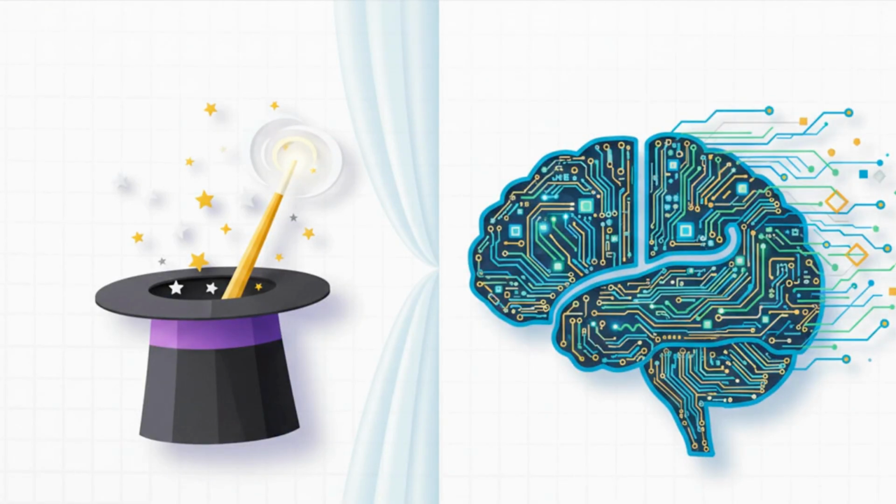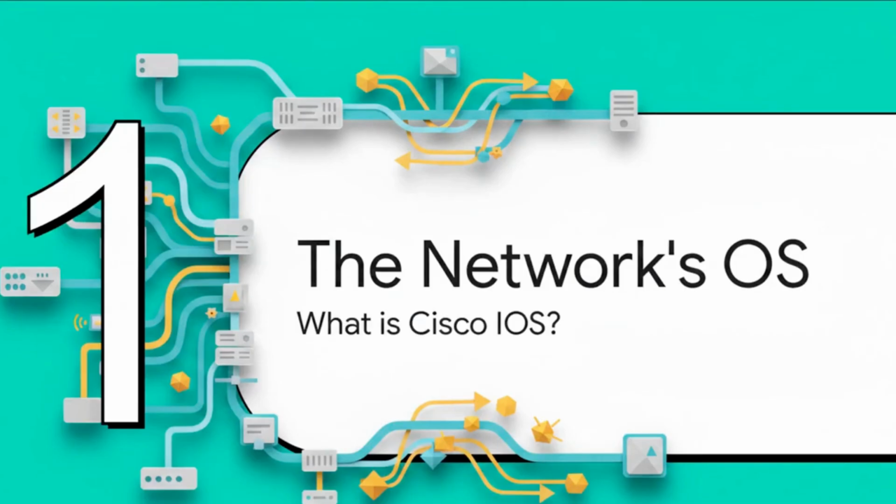It's actually a super sophisticated operating system called Cisco IOS. And in this explainer, you're going to learn the fundamental language to speak directly to the network. How cool is that? So let's start right at the beginning. What exactly is this system that basically runs our connected world?